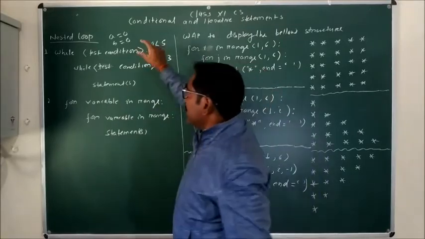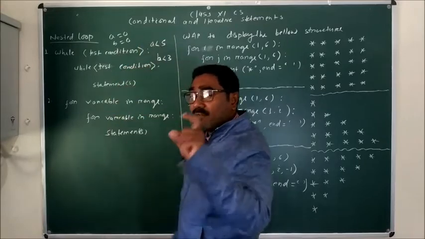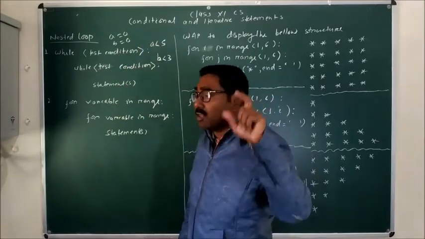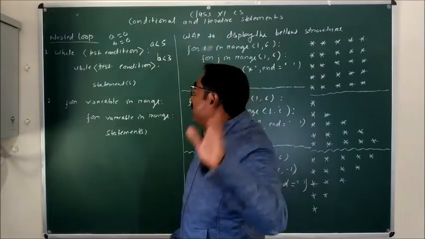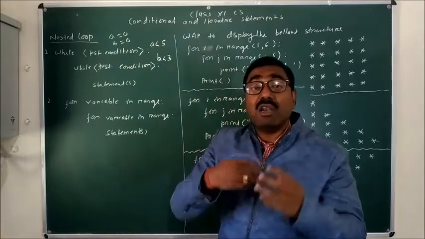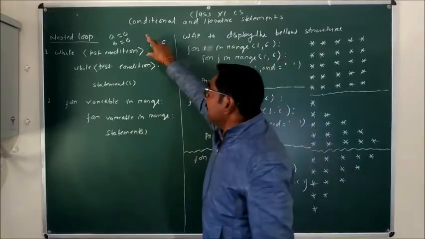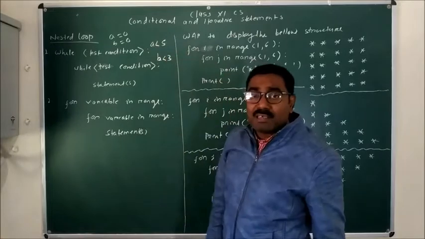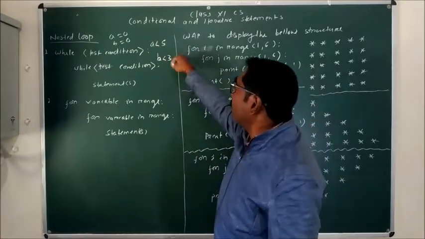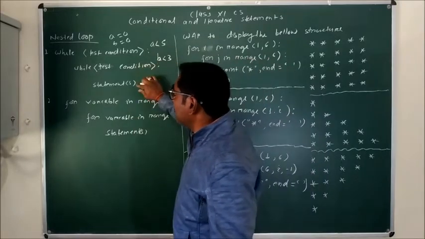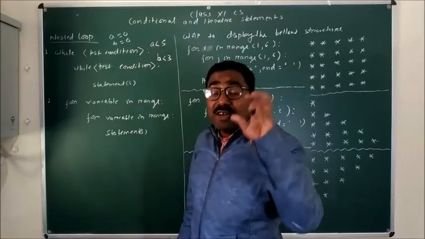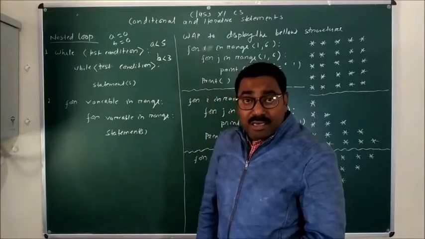At each execution of the first loop, the second loop, or the inner loop, completes all its executions. That means when the outer loop executes once, the inner loop executes thrice. So the total number of executions is equal to 5 into 3. That means the statement written within the second loop will be executed 15 times in this particular case.